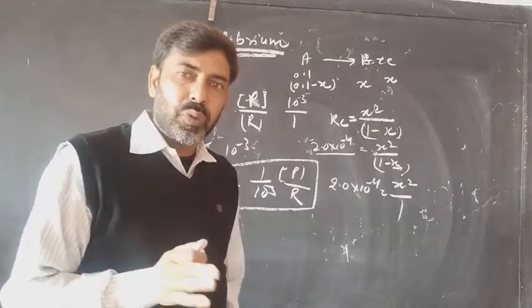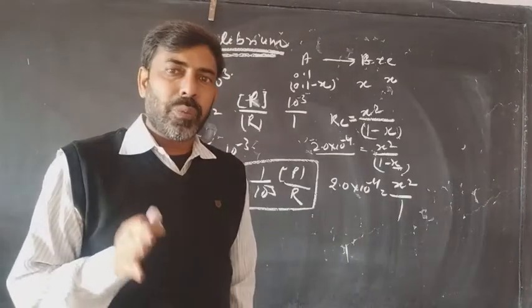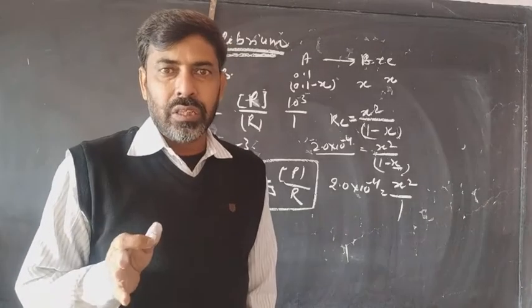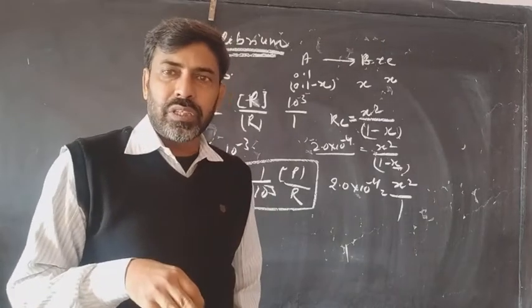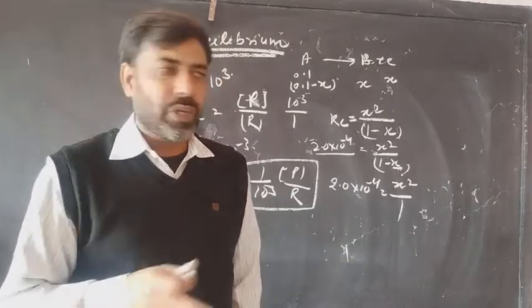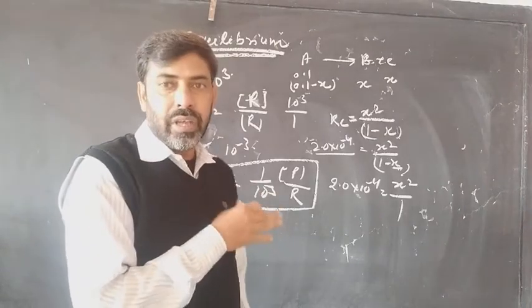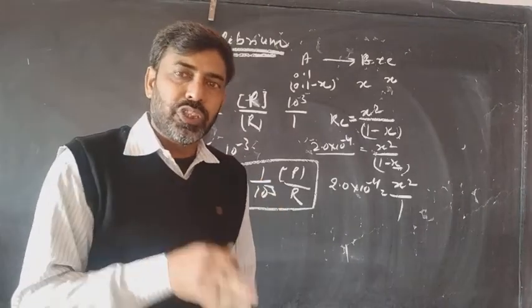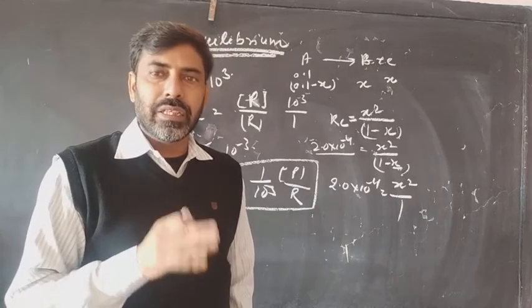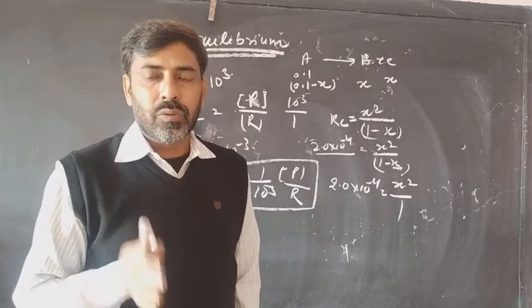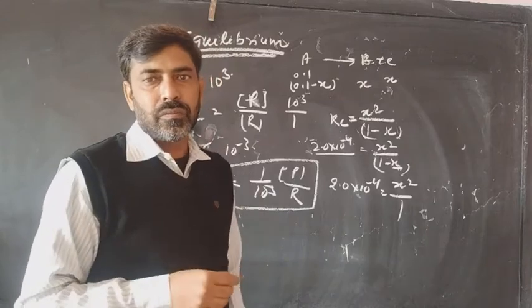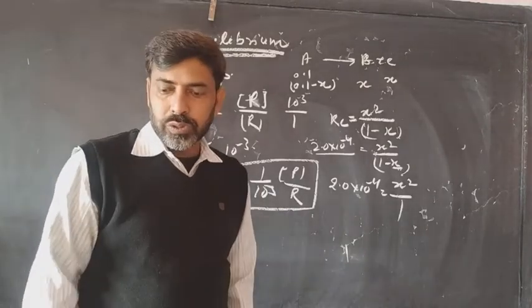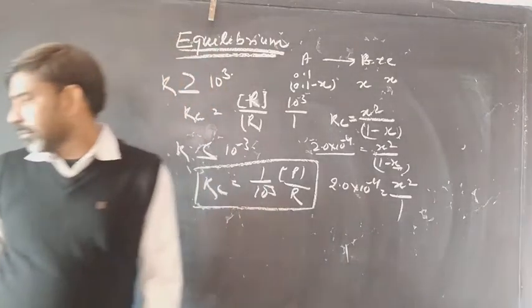So in all of those conditions where the value of Kc is 10 to the power minus 3 or less than 10 to the power minus 3, you can neglect the concentration x, or you can neglect the amount of product formed during the process, and as a result the calculation becomes easier. Now we are going to see the direction of the reaction.